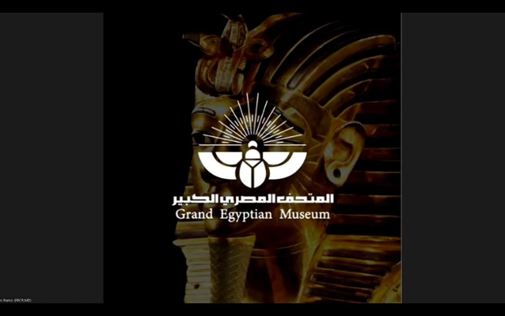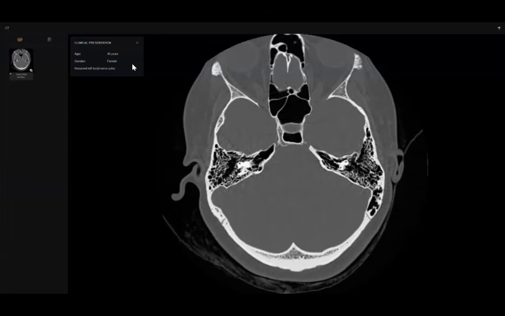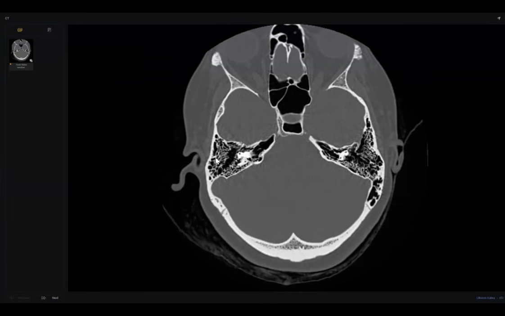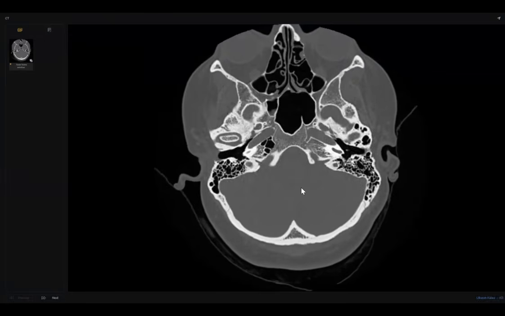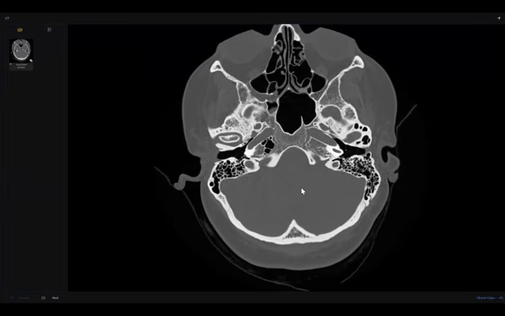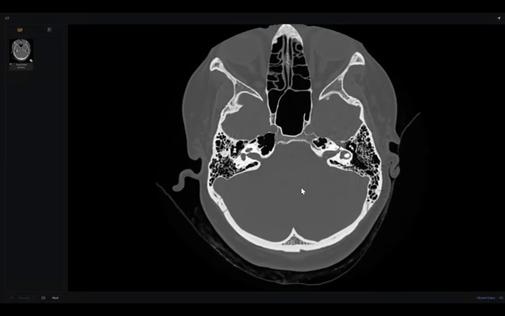This patient has numbness of his left face. She is a 40-year-old female patient. You can request control. She is complaining of numbness of her left face. Axial CT scan of the brain in bone window for a middle-aged female with left-sided facial numbness.